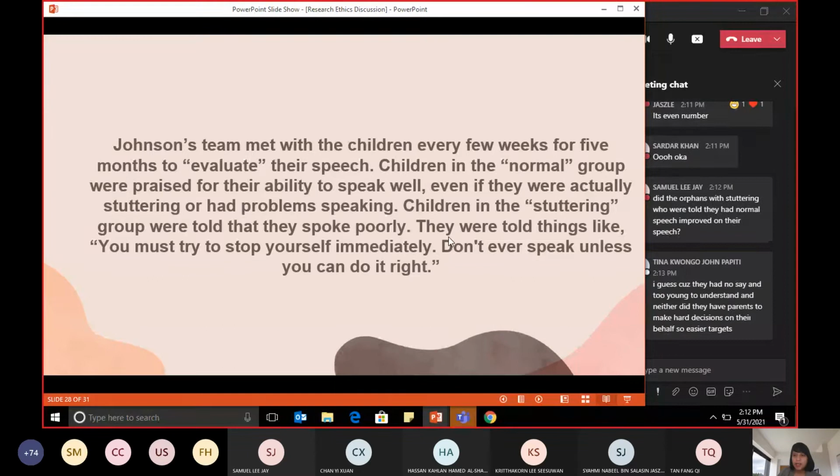So, if they were grouped in the normal group, even if they had a stutter or if they could speak normally, they would be praised. But in the other group, even if they could speak just like normal children, they were tortured because they belonged to that group.